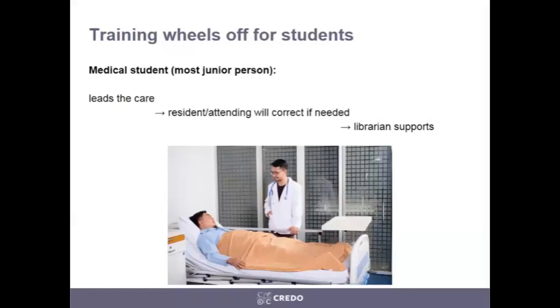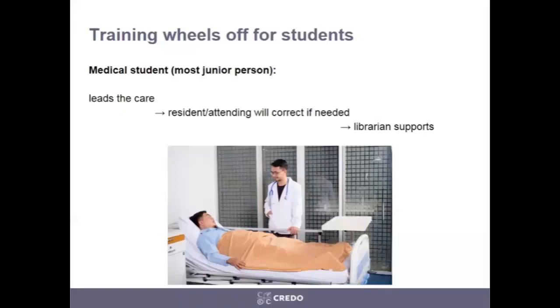Typically our medical students are the lead person caring for the patient. A medical student is assigned one or two patients from the roster of patients that a particular team has, and that student is responsible for the care of that patient. It is obviously up to be corrected or adjusted by the resident, attending, or more senior physician if necessary, but they really try to let the student do the presenting, answer the patient's questions, and lead the exam, and really try to get them immersed in bedside medicine.